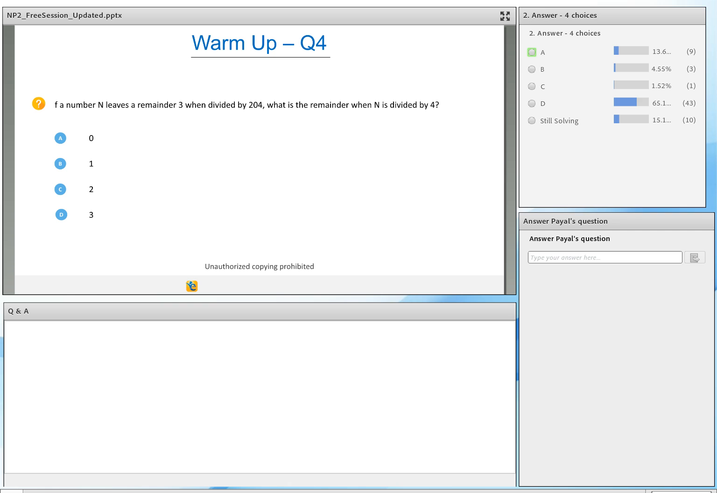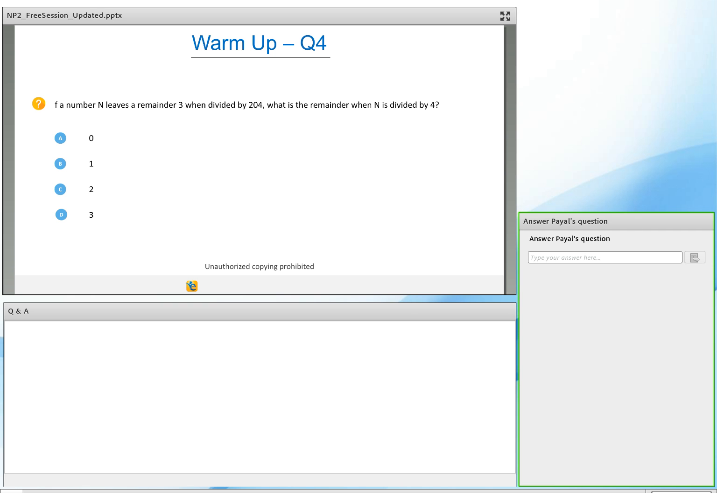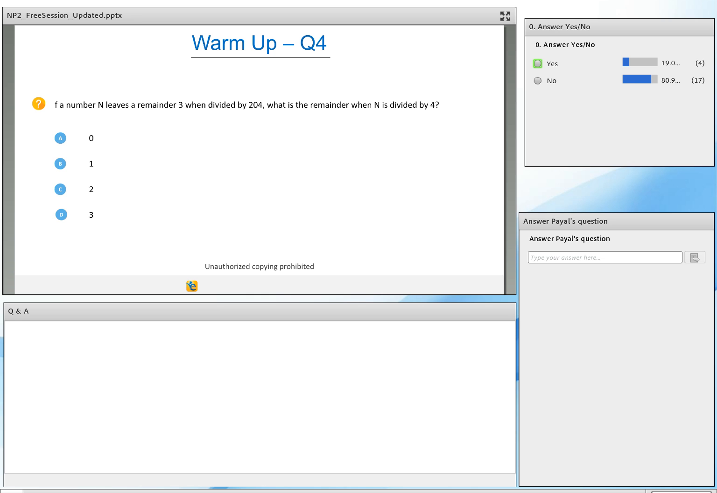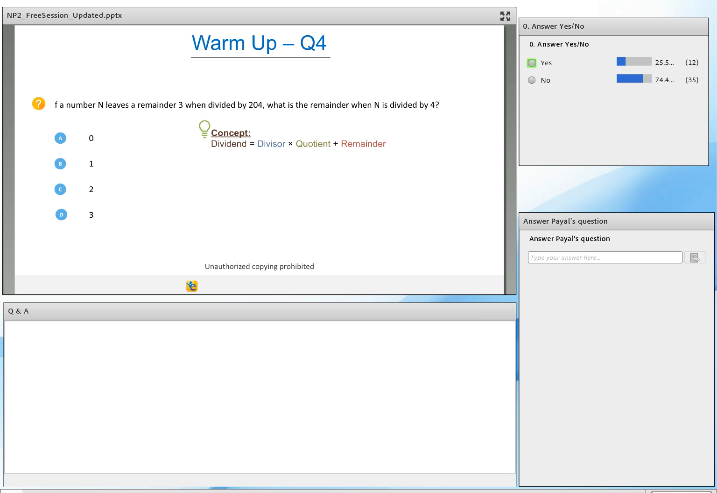But first, I'd want to understand from you, how many of you calculated the answer here? The question is: what's the number that when divided by 204 gives the remainder 3, and then the remainder when divided by 4? How many of you did the calculation here? Okay, all right, so let me walk you through the process that I use to solve this question.